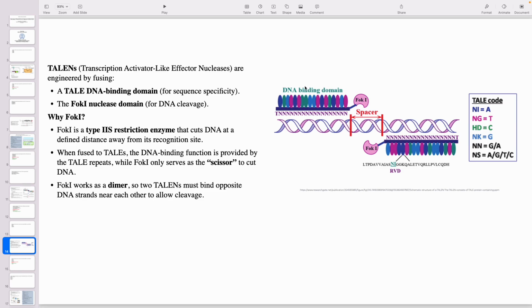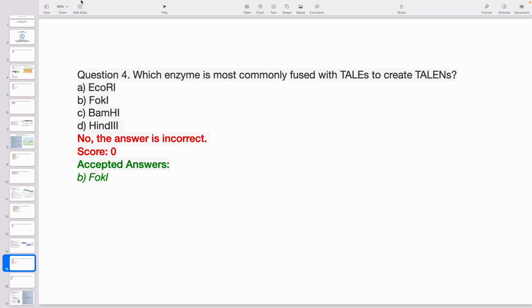So to make a functional TALEN protein, the TAL protein is fused with the FOK1 endonuclease, and upon binding to the DNA sequence, one domain binds to the upstream DNA sequence, while the other binds to the downstream DNA sequence, and once they dimerize, FOK1 cleaves at the spacer sequence. So this is how TALENs work. The correct answer for this question is option B, FOK1.